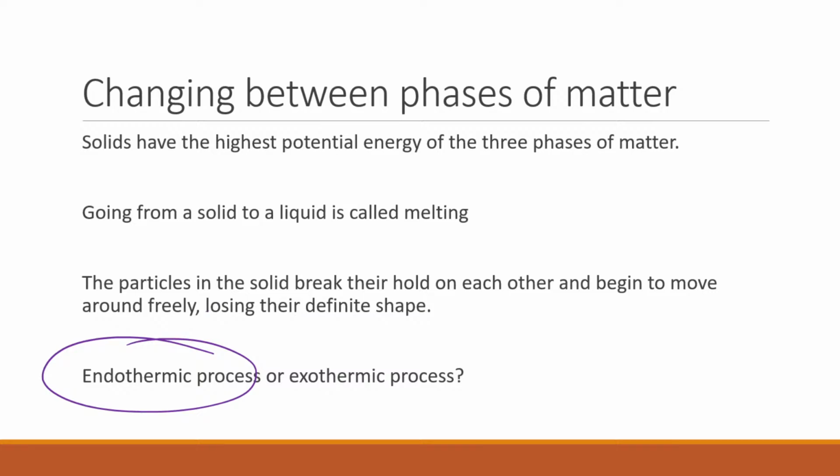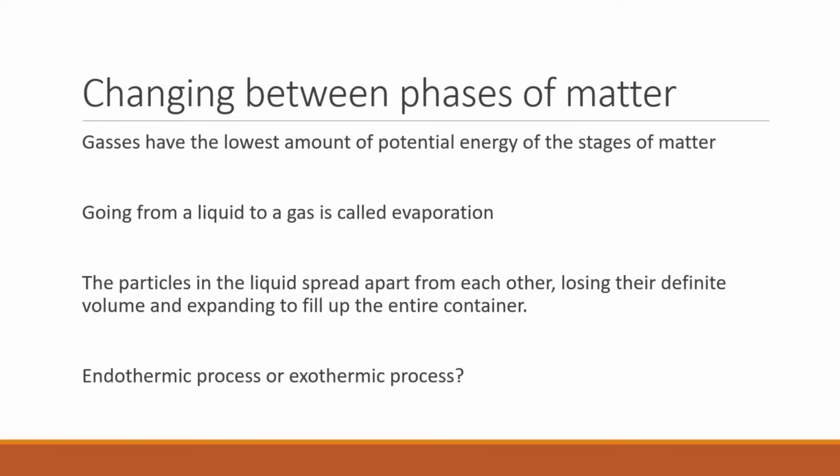But now I've got this liquid, and now I want to make it a gas. So going from a liquid to a gas, that's evaporation or boiling. Right here, I'm spreading the particles apart even more, speeding them up even more, making them expand to fill the container and lose that definite volume. By doing this process, am I putting energy in or taking energy out? Is this an endothermic or exothermic process?